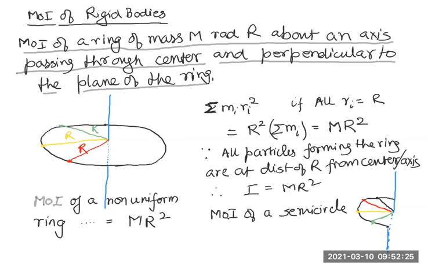जितने पार्टिकल्स हैं इस सेमी सर्कल पे उन सबका डिस्टेंस फ्रॉम द एक्सिस ऑफ रोटेशन R है. Therefore the moment of inertia of a semicircle should also be equal to MR squared. Because again, what has happened? r_i has become capital R. Summation m_i r_i squared में हम r_i common ले लेंगे. r_i की value capital R हो जाएगी. तो R squared बाहर चला जाएगा. Summation m_i बचेगा. नहीं, mass M ही है ring.